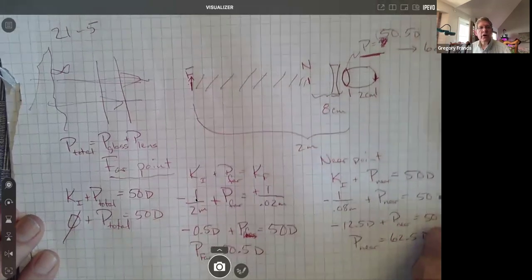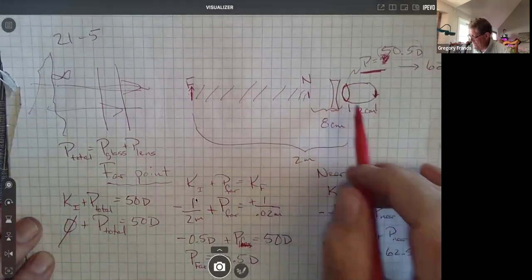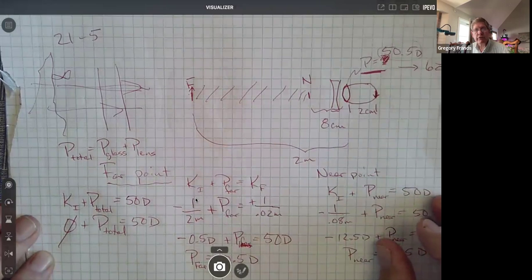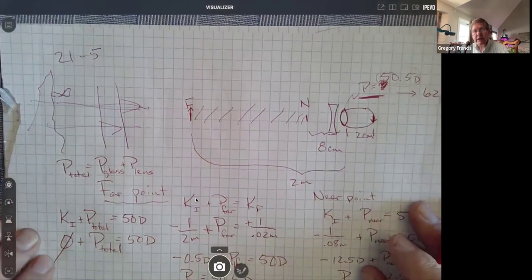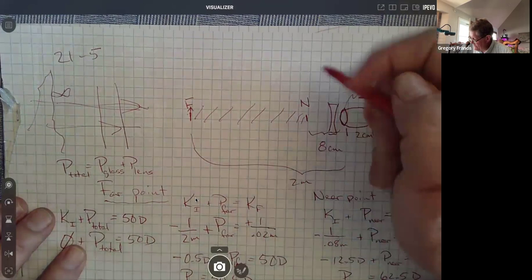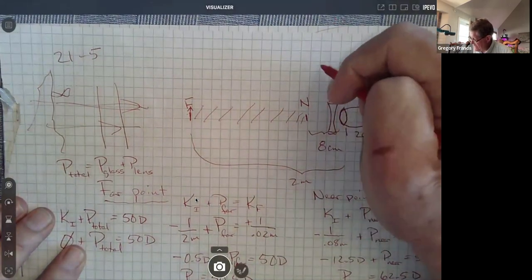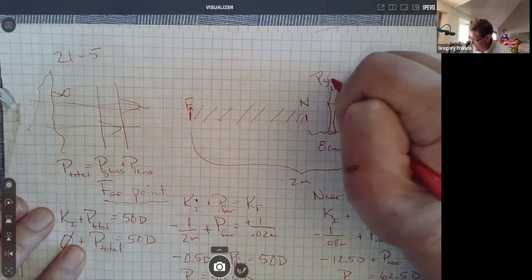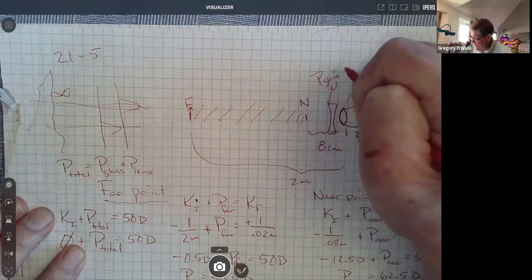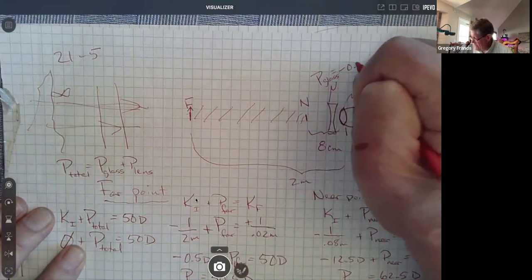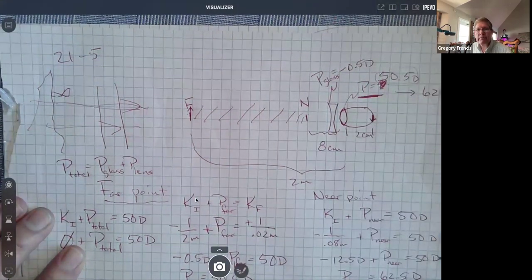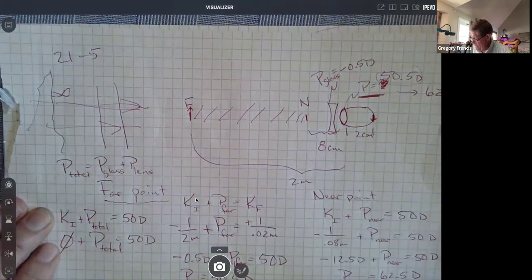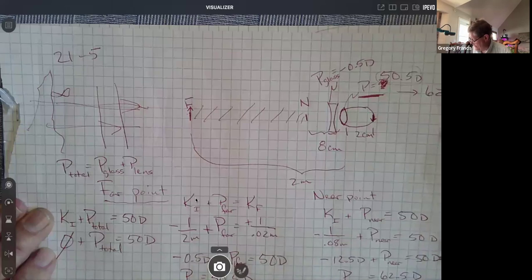Well, the lens in our eye can't do 50. It can do 50.5, but it can't do 50. And so that means that the glasses have to have a power of negative 0.5 diopters. Okay? So the power of the lens of the glasses is negative 0.5 diopters.